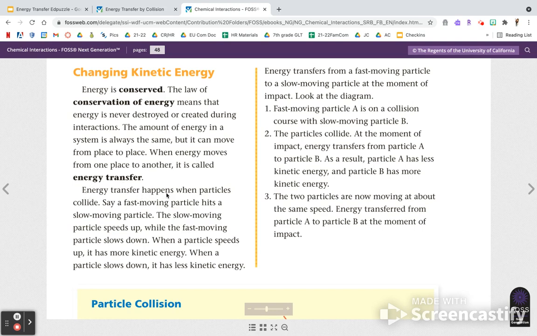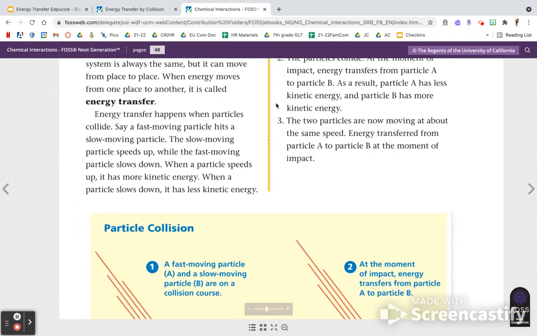Energy transfer happens when particles collide. Remember, collide means crash. Say a fast moving particle hits a slow moving particle. The slow moving particle speeds up while the fast moving particle slows down. When a particle speeds up, it has more kinetic energy. When a particle slows down, it has less kinetic energy. Energy transfers from a fast-moving particle to a slow-moving particle at the moment of impact.